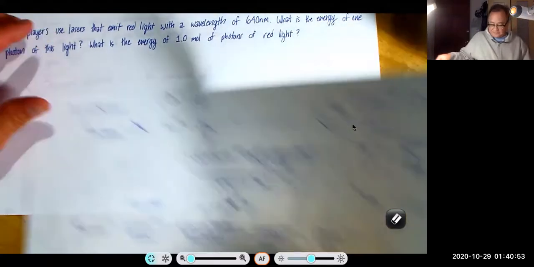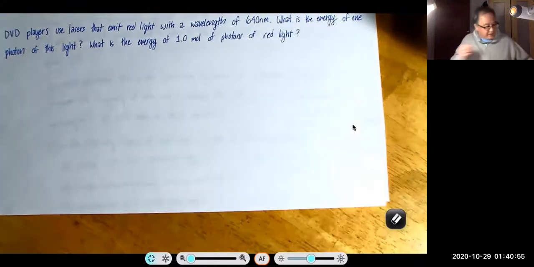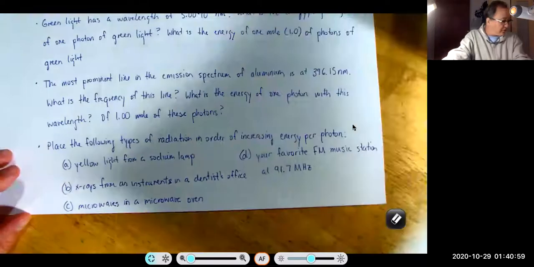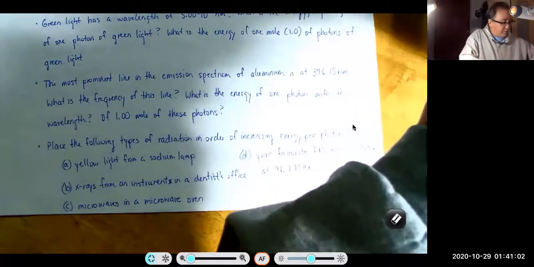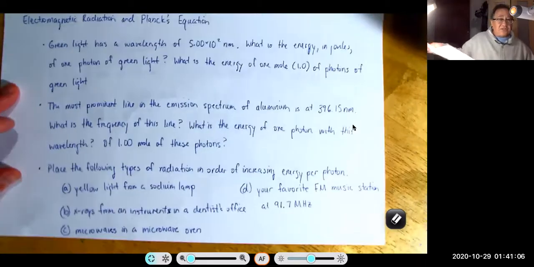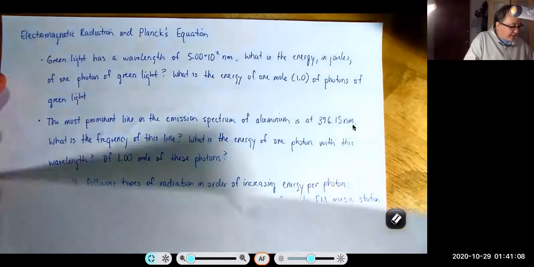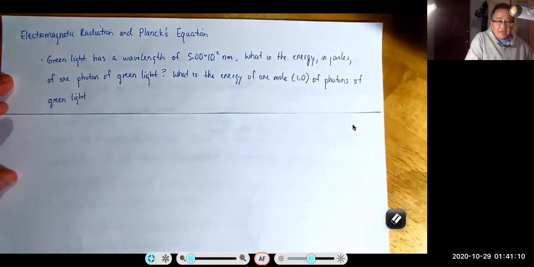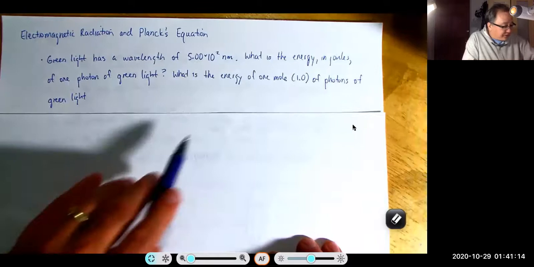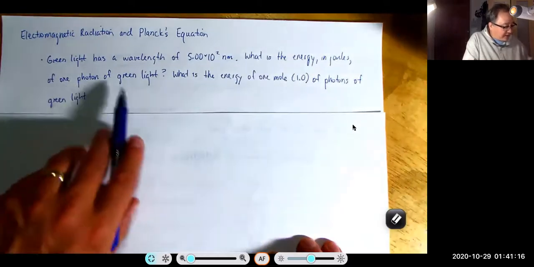All right, let's take a look at another problem. So here we have actually 3 more problems. Electromagnetic radiation and Planck's constant. Green light has a wavelength of 5.00 times 10 squared nanometers. What is the energy in joules of 1 photon of green light?